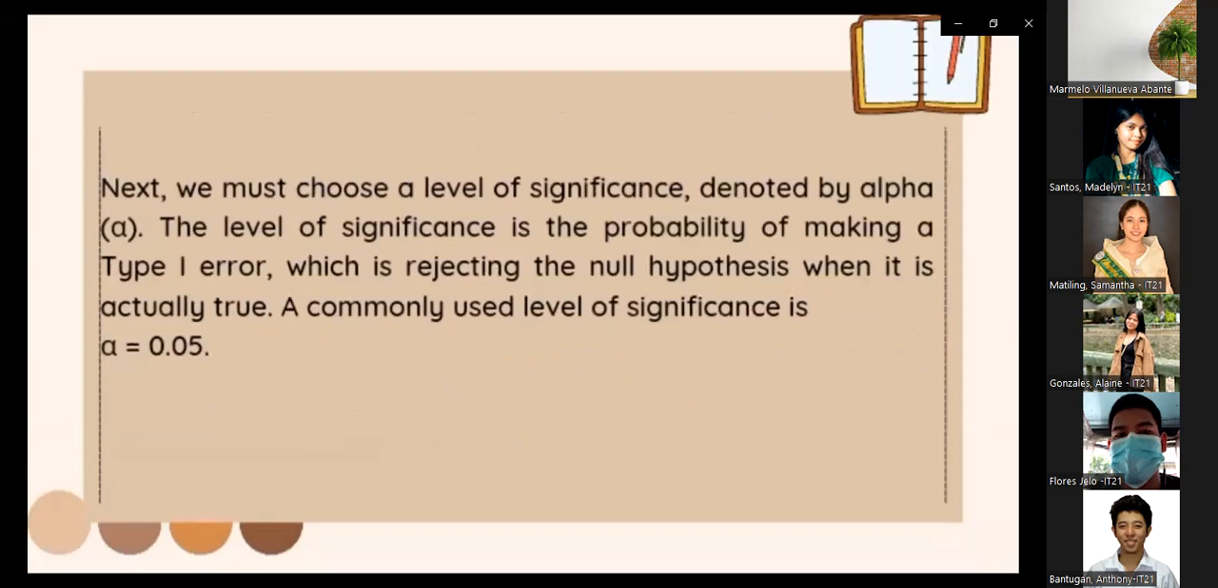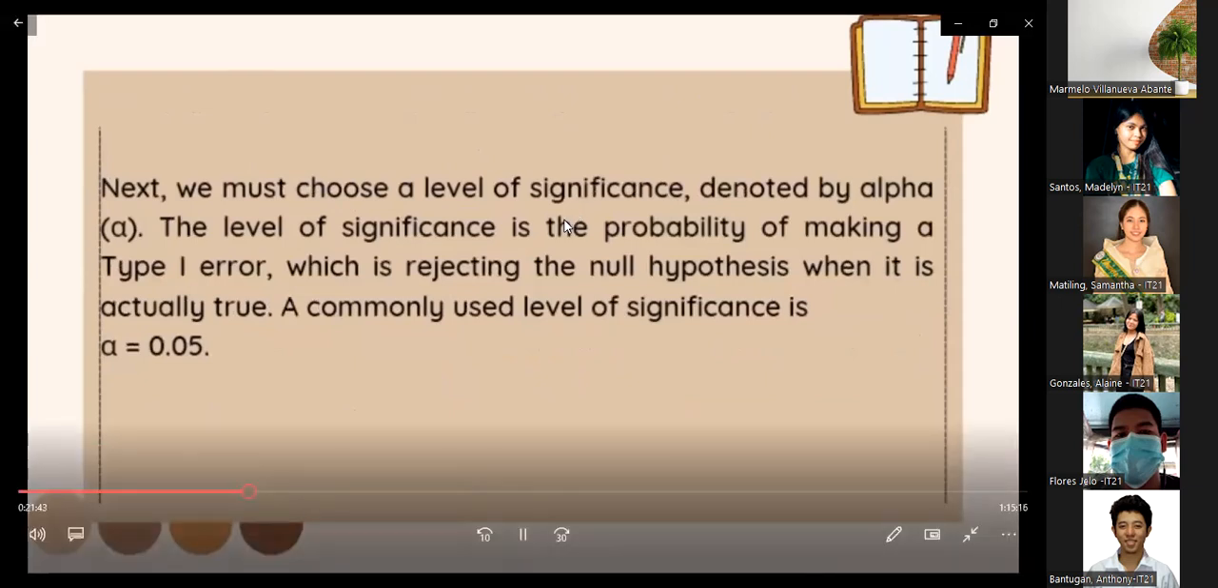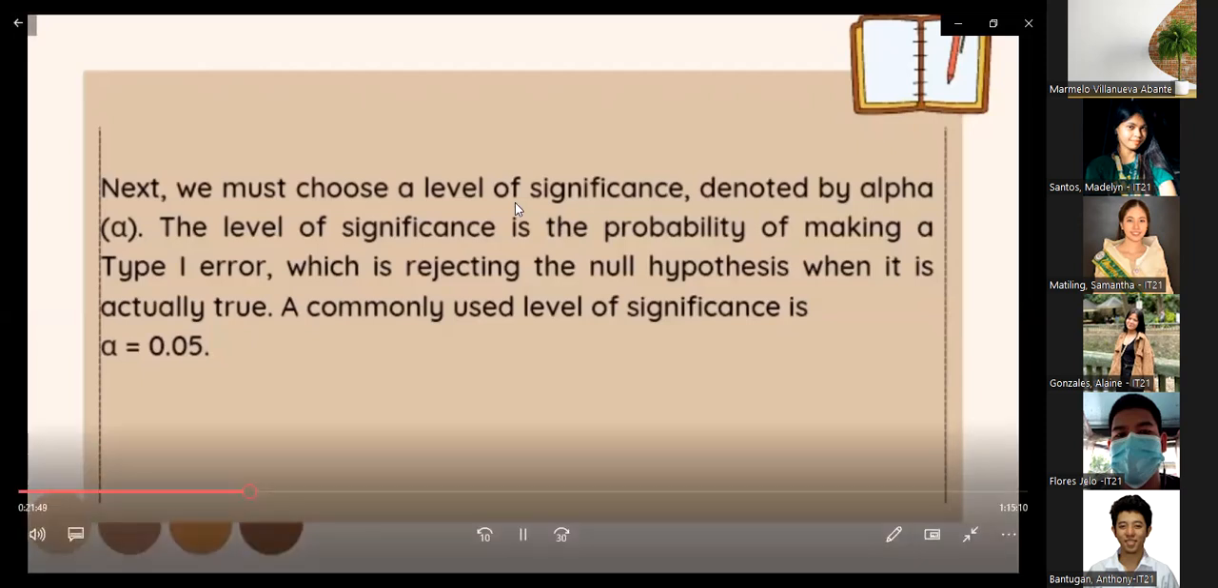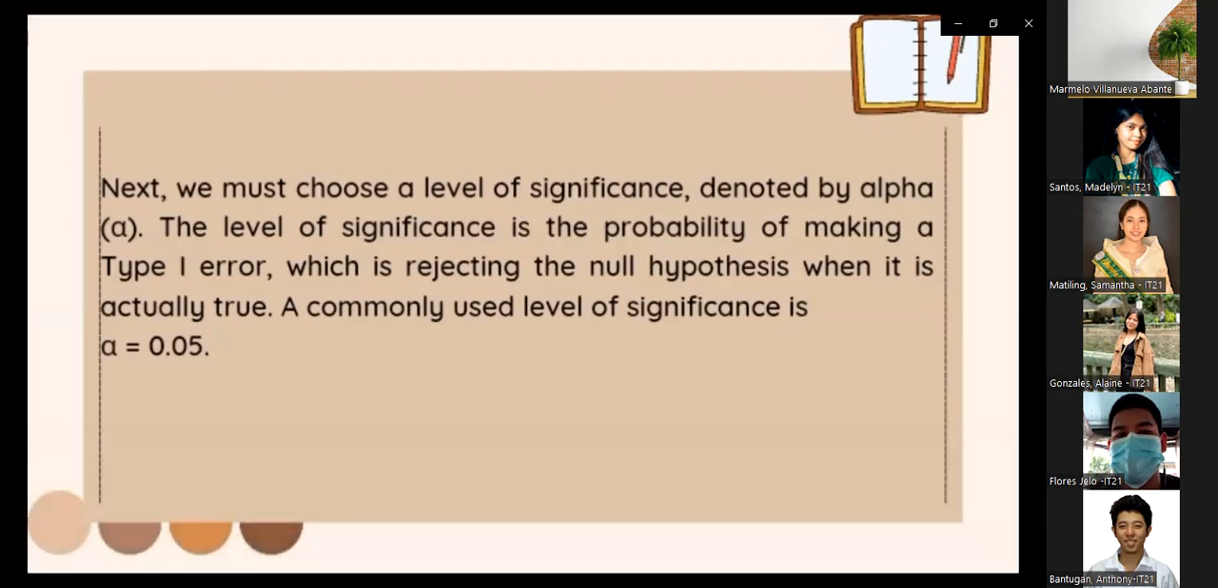Next, we must choose a level of significance, denoted by alpha. The level of significance is the probability of making a type I error, which is rejecting the null hypothesis when it is actually true. A commonly used level of significance is alpha equals 0.05.